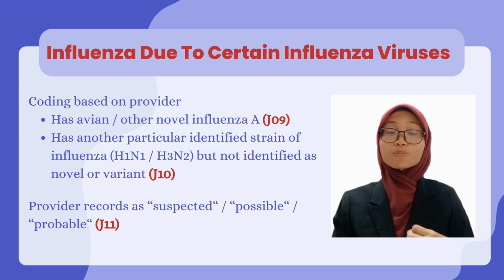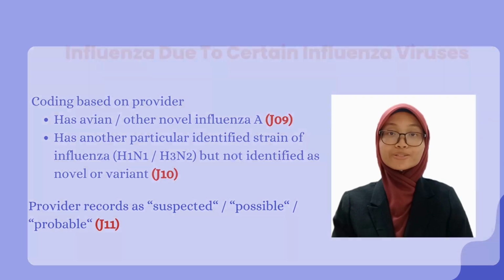If the doctor says the patient has avian flu or another novel influenza A, we use J09. If it's another identified strain like H1N1 or H3N2, we use J10. For cases where the doctor says the patient might have or probably has influenza but it's not confirmed, we use the code J11. This is for suspected or possible cases and means the specific virus is not identified.